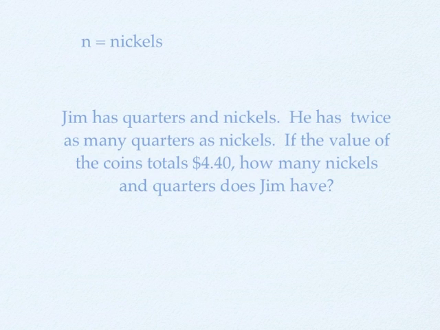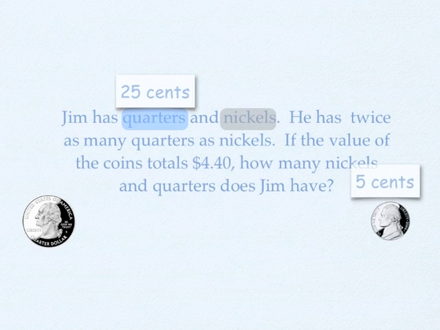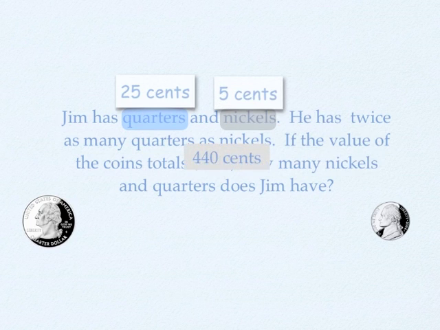We want to start using symbols, so we're going to say N is equal to nickels, Q is equal to quarters, which is logical. Something else we need to do is make sure we look at what we know already. We know that quarters look like that, and they're worth 25 cents. Nickels, they look like that, and they're worth 5 cents. We know that $4.40 is equal to 440 cents. So now we have everything in cents, all the same units. It's one of the first things you need to do.